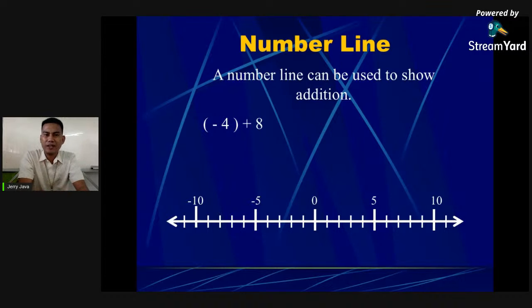For example, we'll have negative 4 plus 8. By the way, when you say integers in real life, negative means going down. Imagine a staircase: when you go up the stairs, that's positive; when you go down, that's negative. Like in your grades, if your grade improves, it's increasing, that's positive. When it goes down, it's decreasing, that means it's negative.